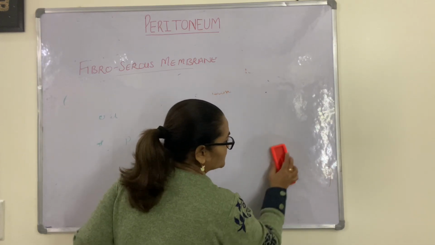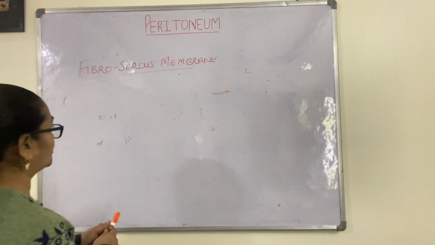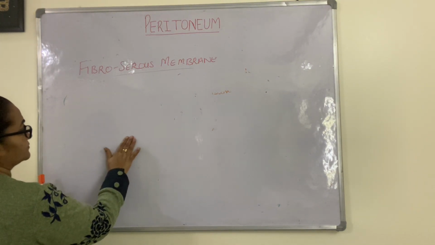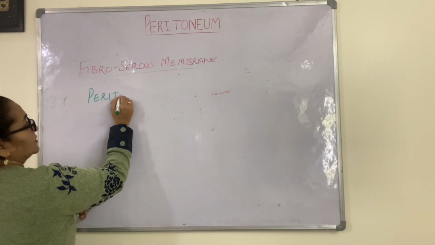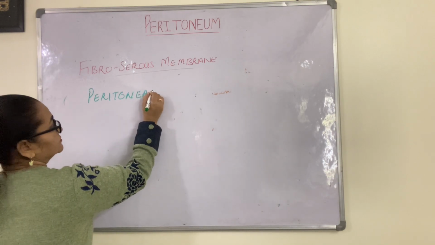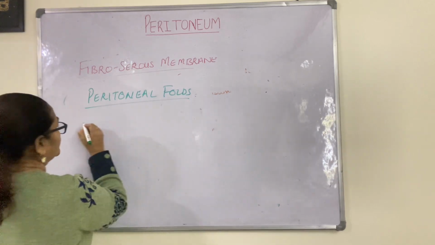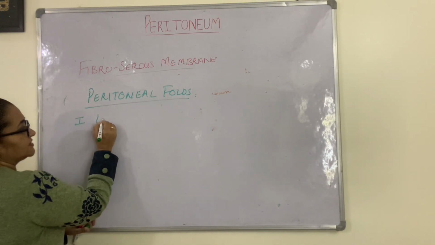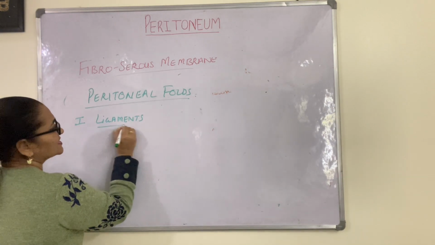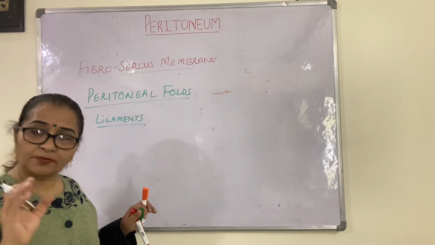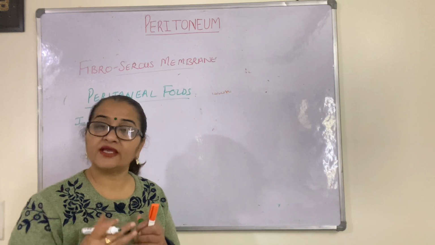So, various types of the fold. We categorize the peritoneal folds into, number one, ligaments. The ligaments are basically the part of the peritoneal fold which just hold the solid viscera, such as the liver.